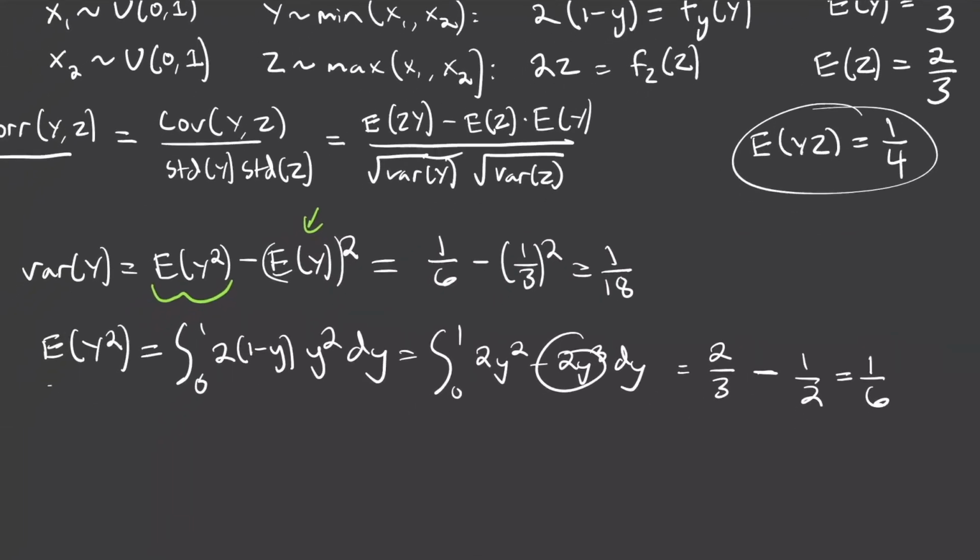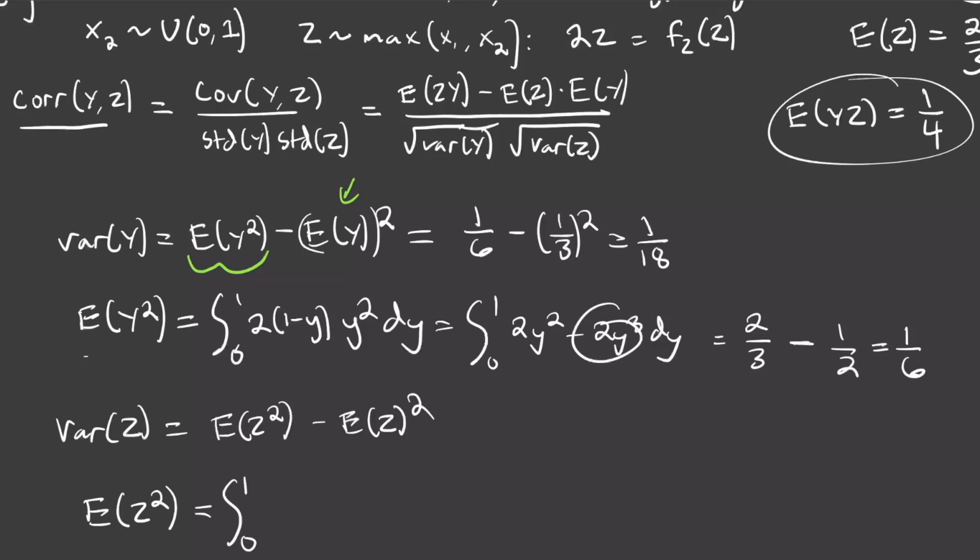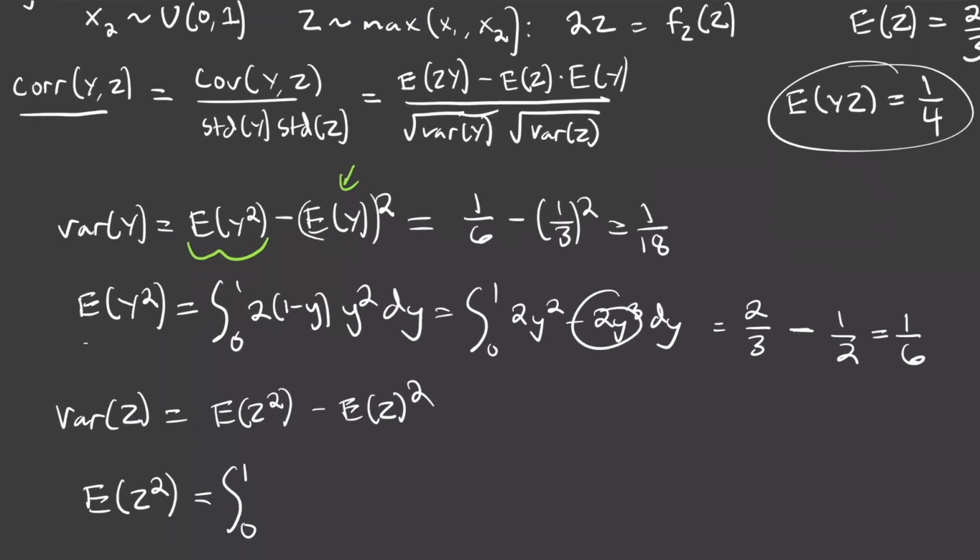Now finally, the variance of z, the variance of the maximum, we can calculate that in much the exact same way. It's just going to be equal to the expected value of z squared minus the expected value of z all squared. We've already calculated the expected value of z squared, so let's just find the second moment of z here. Again, I'm just going to integrate over all possible values that our maximum could take. So from 0 to 1, and what was our density? It was equal to 2z, right?